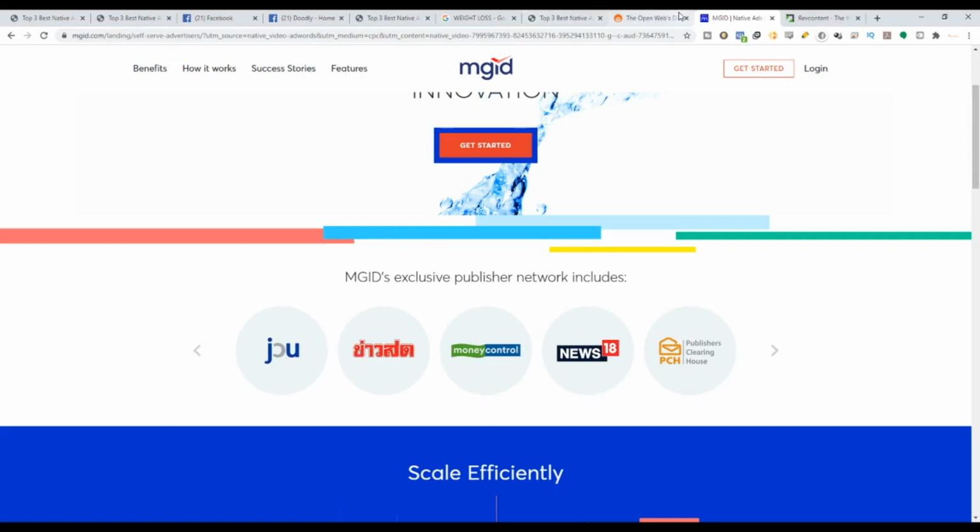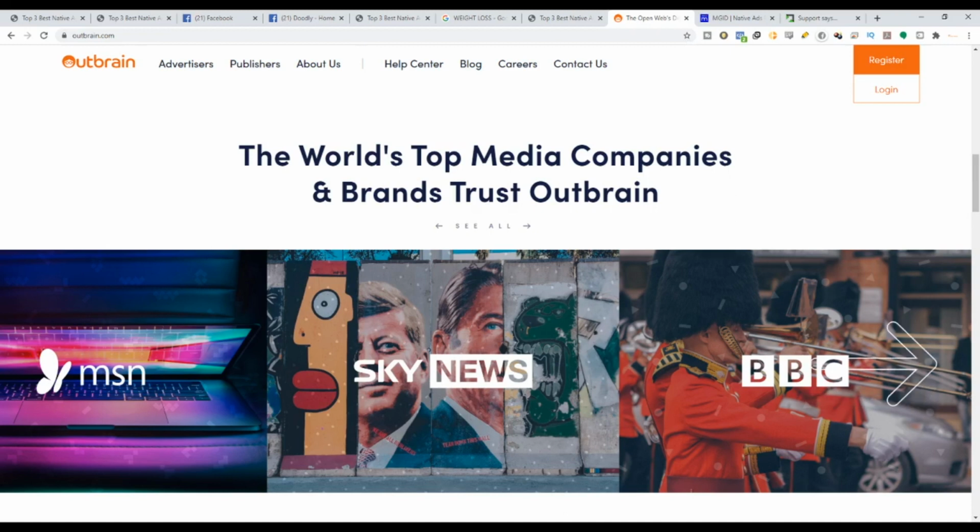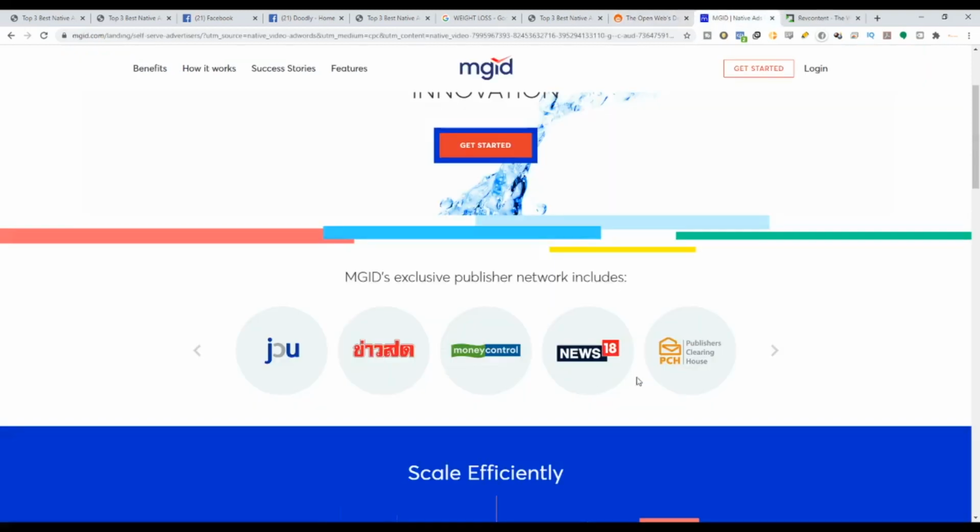For example, if you want to run a forex offer, BBC or Sky News would not be the correct place, but investing.com, on the other hand, would be the ideal place to run your forex offer. So you need to make sure that you see their exclusive publishers so that you will know almost what their traffic source is as well.